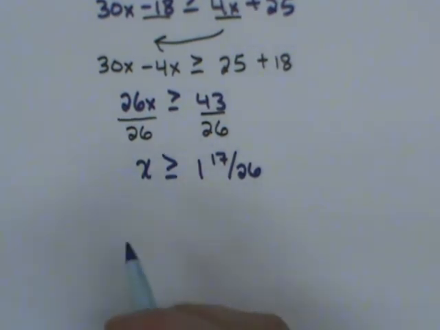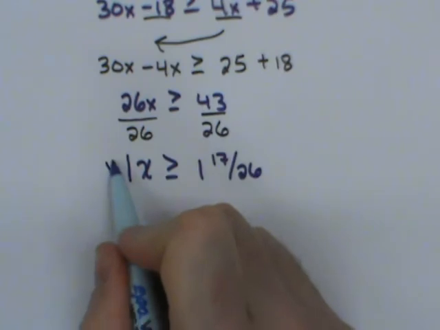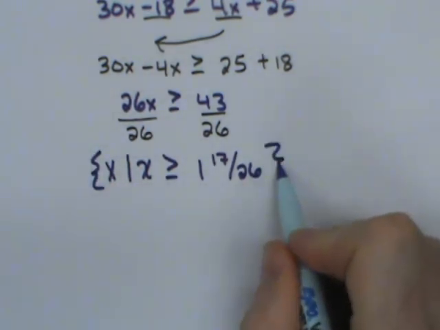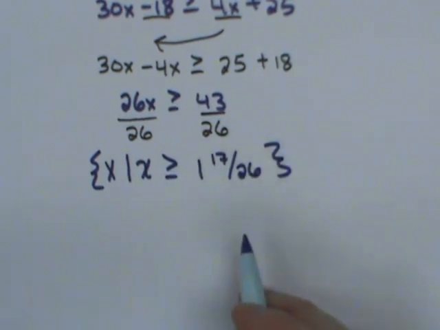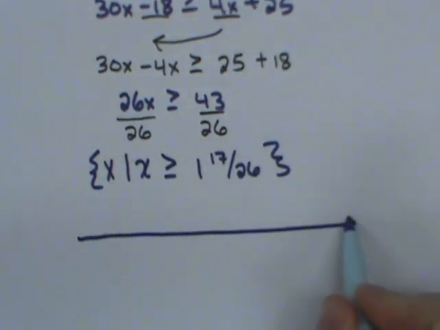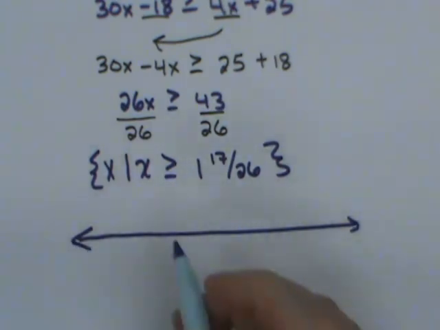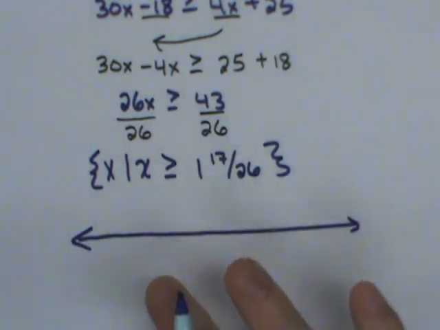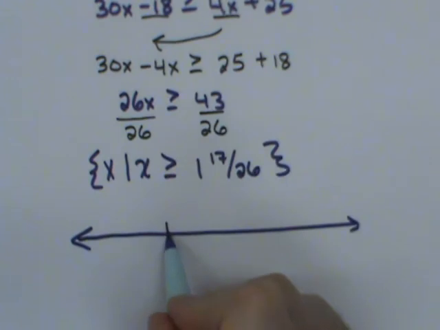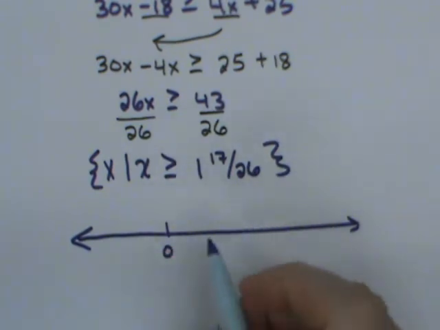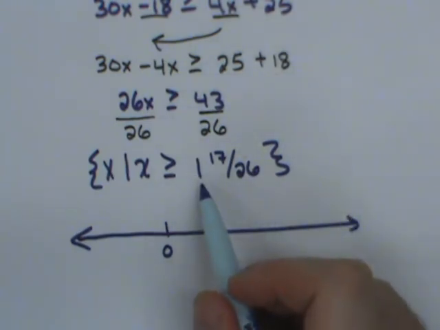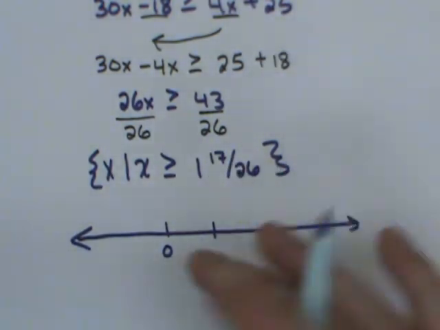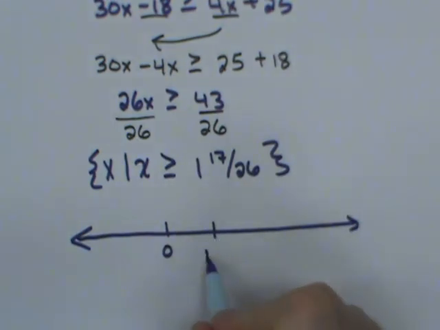Once I have this solution, of course, I want to put it into set building notation. So I have x such that x is greater than or equal to 1 and 17/26 implies that I have an infinite number of solutions. I don't worry about this number. All I have to do is figure out if it's on the right or left of 0. So I put my 0 here. I know that it's positive. It falls to the right. I don't actually count these out. This could say 101 for all I care. When it says 1 and 17/26, as long as it falls to the right, that's good enough.